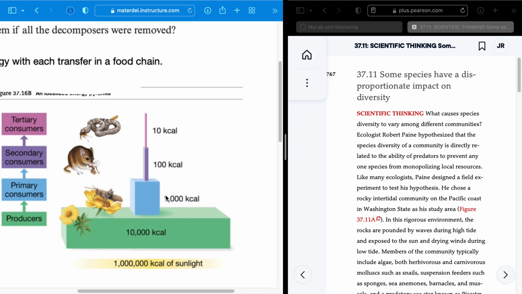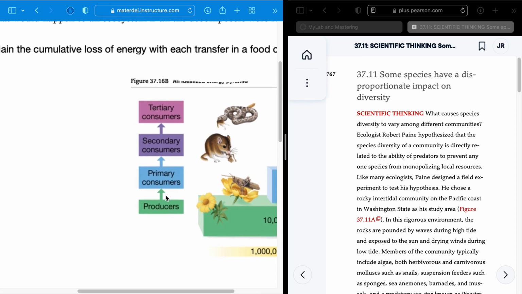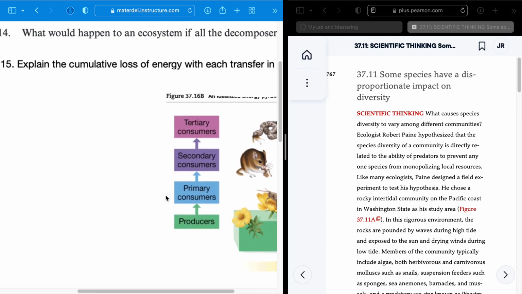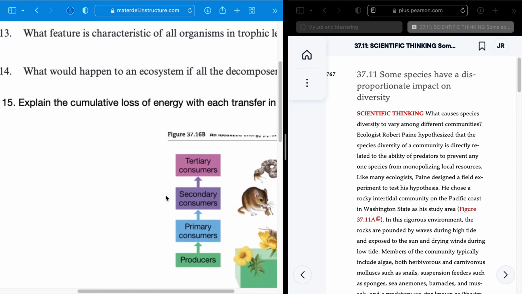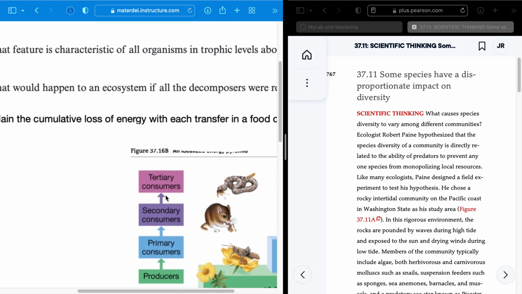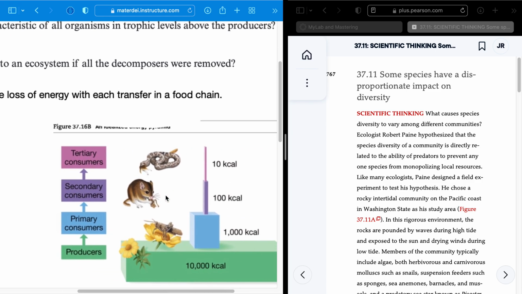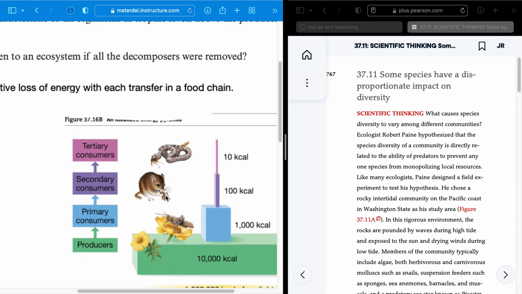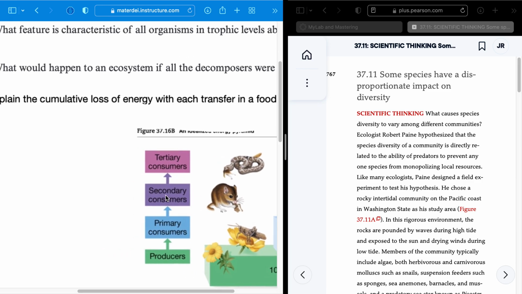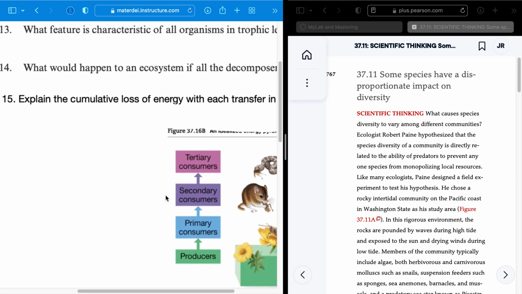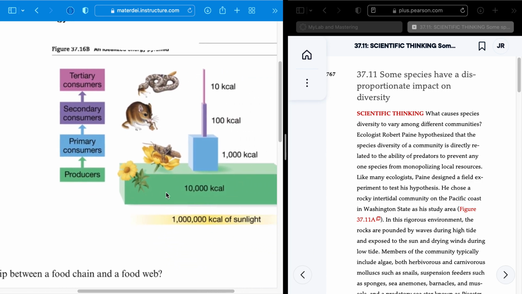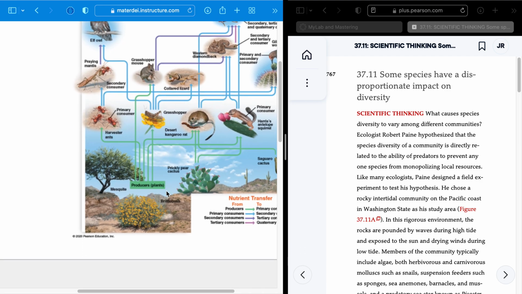So you should know how to read a chart like that. And that was question number 15. Explain the cumulative loss of energy with each transfer in a food chain. It's 10%. You can see by the numbers you drop a zero every time. And then number 14, we'll see this in another picture.